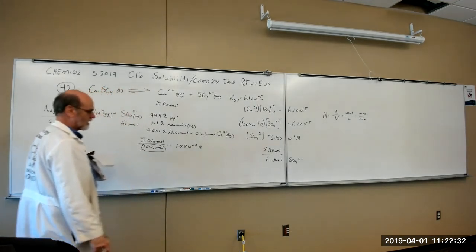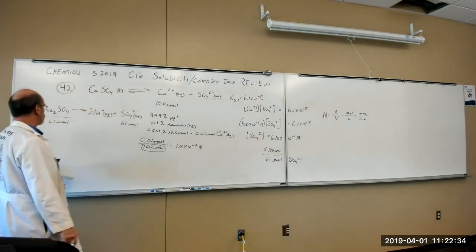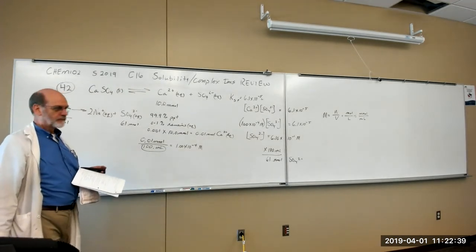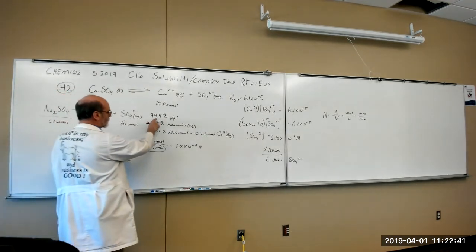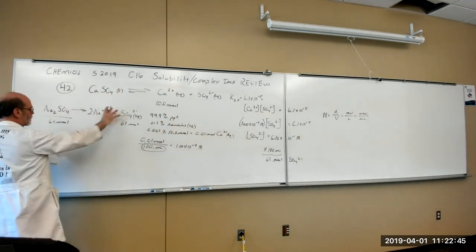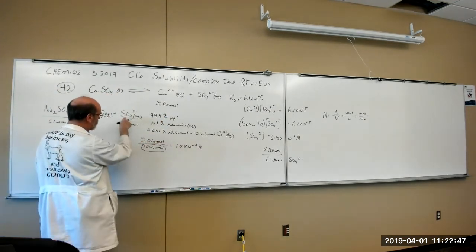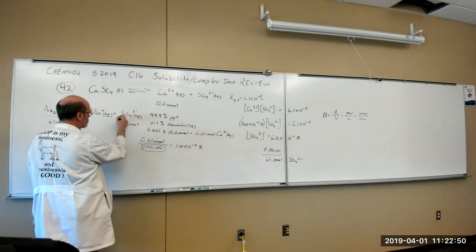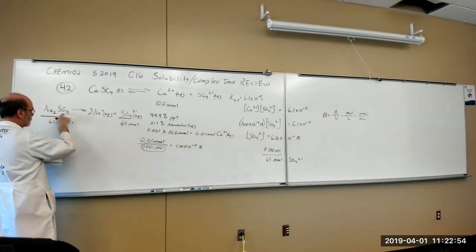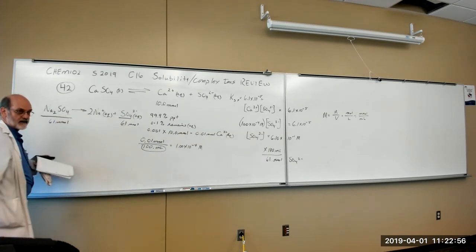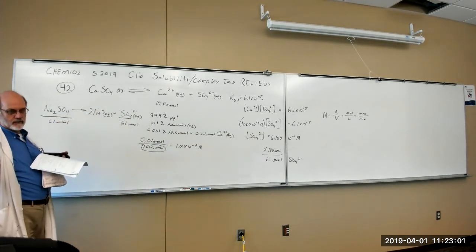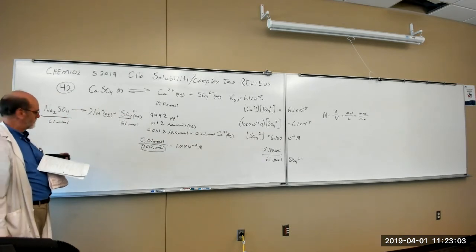But the question was, how many millimoles of sodium sulfate do we add to this solution to make 99% of that precipitate? That's why I put this one up here. If we know sulfate, then we also know sodium sulfate because it's 1-to-1. You get one sulfate for every sodium sulfate.